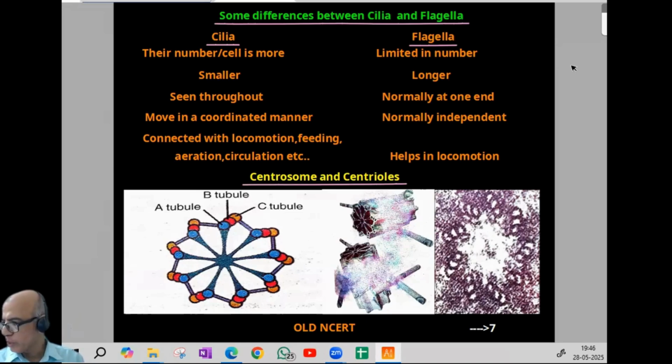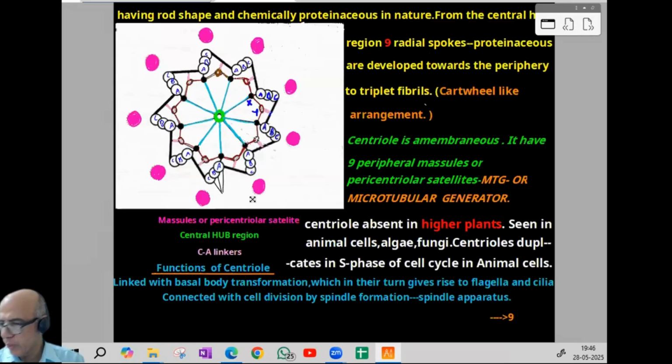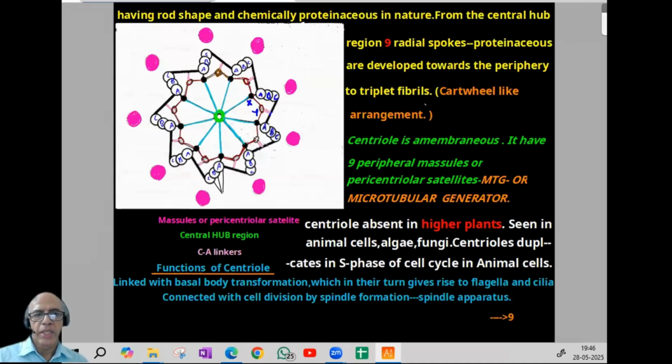Then organization of centriole, 9+0, which is otherwise called cartwheel arrangement, like the basal body. Then 9 peripheral fibrils of tubulin evenly placed, but at the center it is absent. In cilia and flagella, the center 2 are there. Fibrils made up of 3 subfibers, A, B, C. CA linkage will be there. And there is a central hub region also we can find. It is rod shaped and chemically proteinaceous. Then 9 radial spokes. Then the proteinaceous spokes are developed towards the periphery to triplet fibrils, cartwheel-like arrangement.